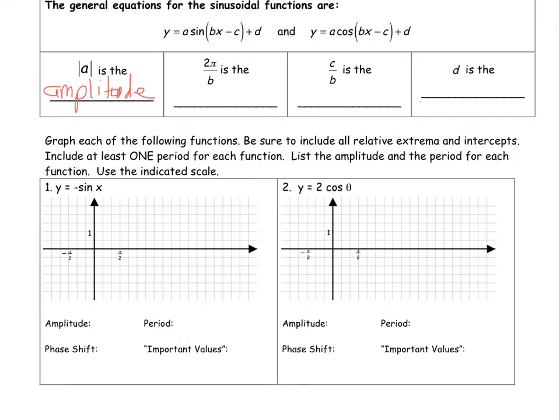The amplitude also, remember, is how you get a vertical stretch or a compression. Vertical stretch or compression. Okay, next one. 2 pi over b. What is 2 pi over b? That is the period. That also tells you your horizontal stretches or compressions. So this is the horizontal stretch or compression.